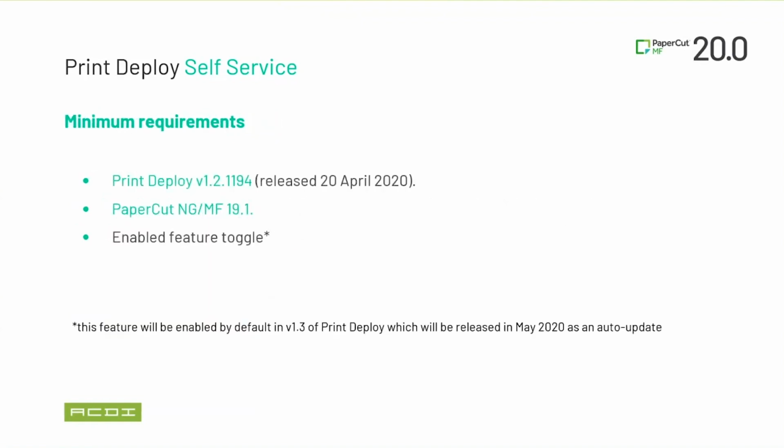This new feature actually does not require PaperCut version 20.0, as it is more dependent on the Print Deploy version. Remember, Print Deploy automatically updates in the background, and new features can be available without the need to update the actual PaperCut version. As long as you are running Print Deploy version 1.2.1194 or greater, then you can enable the toggle switch.